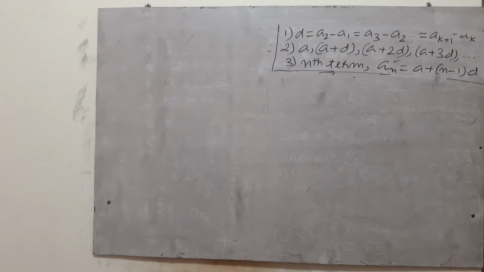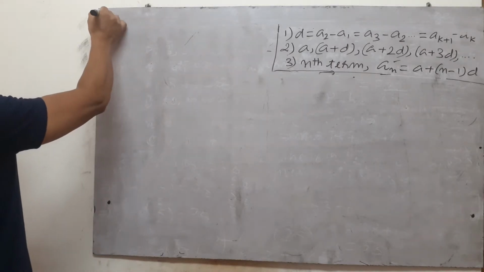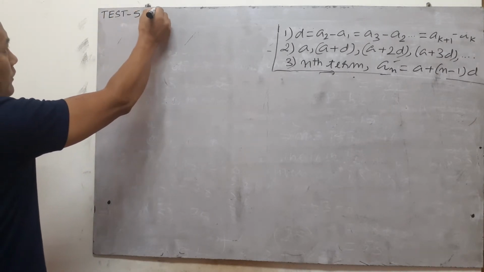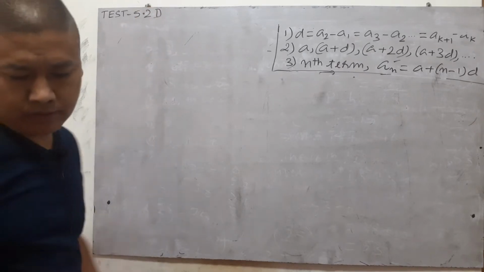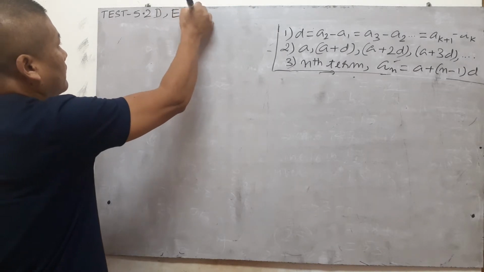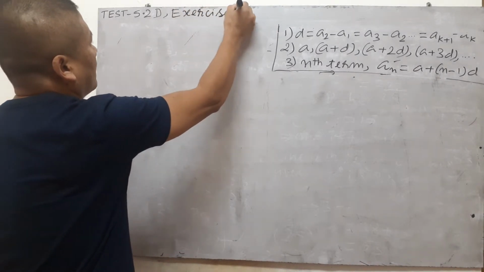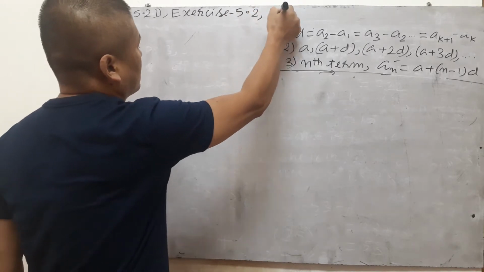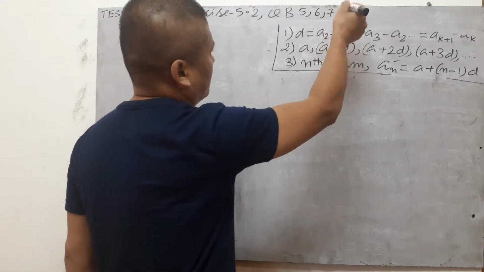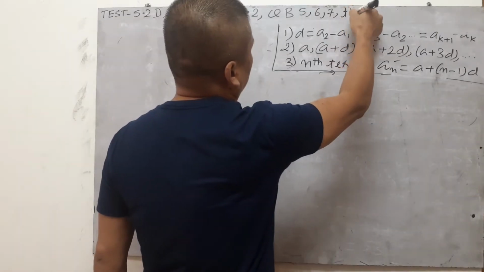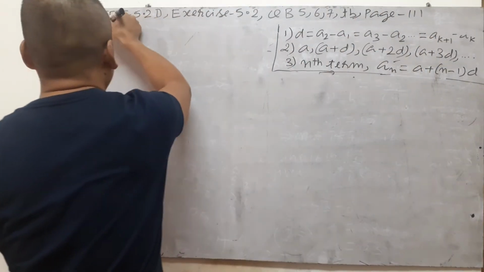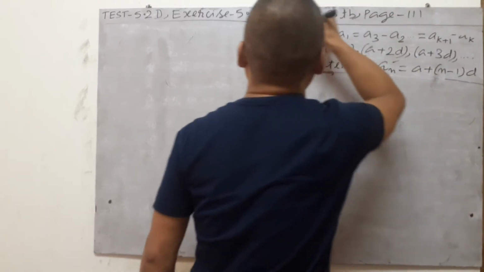Okay, so the next test here, follow me by writing test 5.2D, and this will be under your exercise 5.2. The questions that are covered here are B, 5, 6, and 7. So 3 questions are there. In the textbook you will find this on page 111, I think. So write it likewise with me.